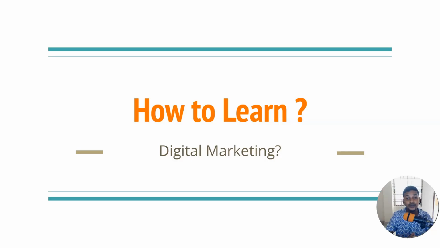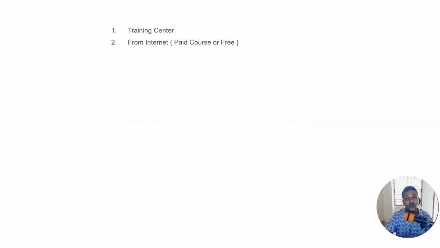Now the big question, how to learn digital marketing? Okay, there are two methods. Number 1, training center. You can join any training center to learn digital marketing. And number 2, from the internet. From the internet, you can learn with free methods or paid methods. For free, you can use Google, YouTube, and of course, you can use social media to communicate with senior digital marketers to understand the digital marketing industry or get support from other senior people. Also, if you are okay to join any paid course, then you can join Udemy. By completing this course, you can easily become a digital marketing expert.